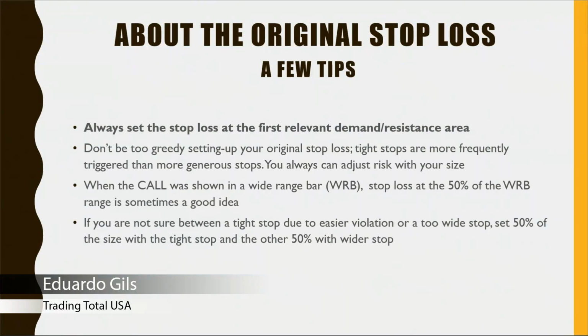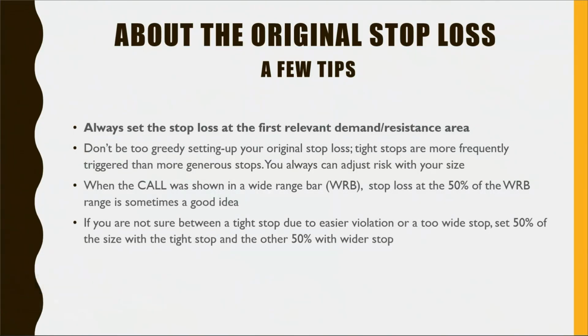If you are not sure between a tight stop, for example, at the lower part of a consolidation base, well, being concerned about being triggered easily, well, you can set 50% of the size with a tighter stop, another 50% with a wider stop. This is a good rule too. Let me move to the next slide, which is the 16th slide.